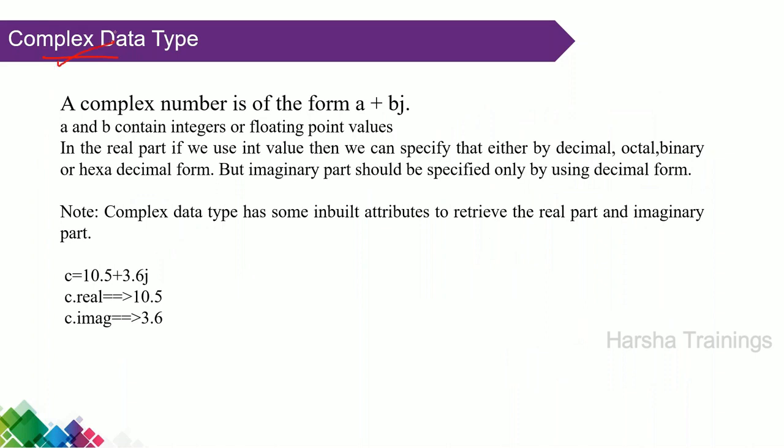Complex data type. The first two are our regular values. For example, normal values without any point are called integers. Values with a decimal point are called floating. And we have another type, complex. This is available in Python. Any number of the form a plus bj, this is in first year mathematics. If any number is of the form a plus bj, these numbers are called complex numbers.